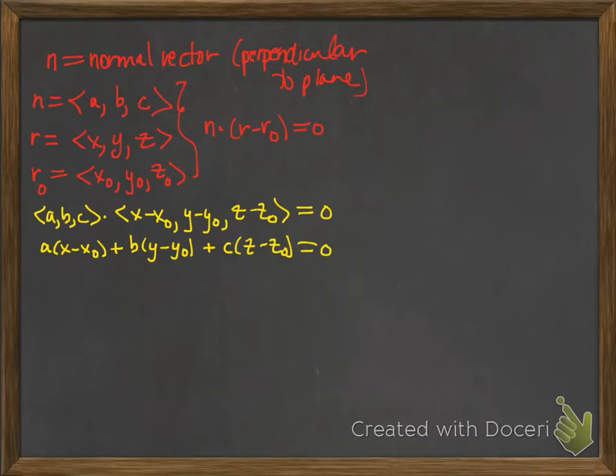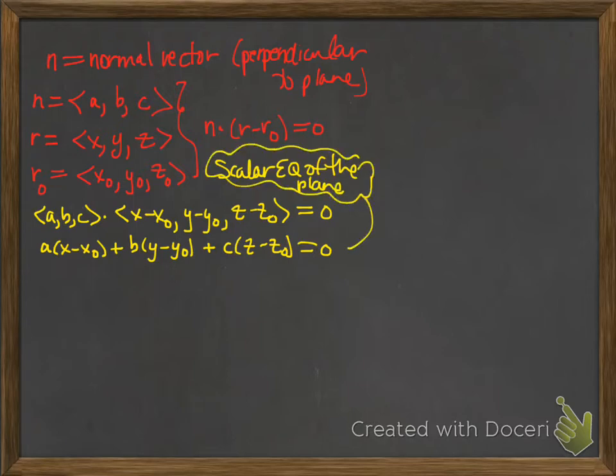And this is the scalar equation. Let me write this up here. The scalar equation of the plane, and the one we will use most often. So it's the scalar equation of the plane through my point P naught, x naught, y naught, z naught, with normal vector n with components a, b, and c. Okay?